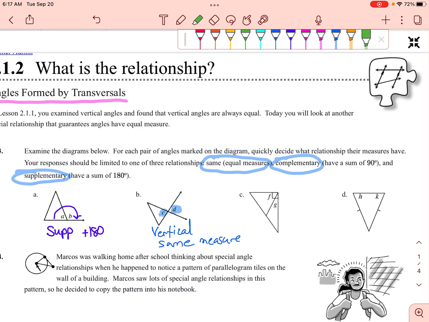In C, you can see these two angles right here are complementary, and therefore they are going to add up to 180 degrees. And in D, we have an isosceles triangle, and therefore they are going to have equal measure. Okay? So again, you can see that in B and D, those have equal measures.